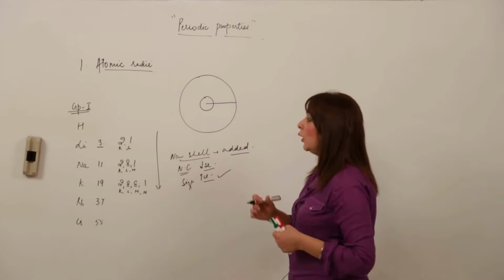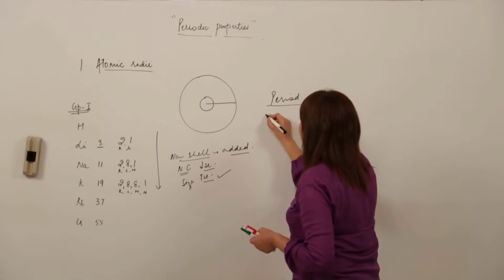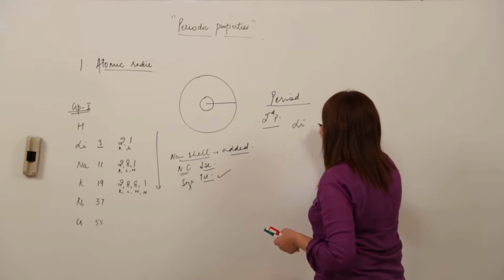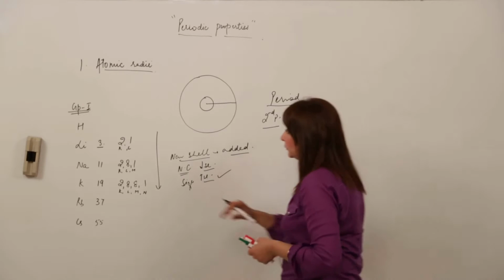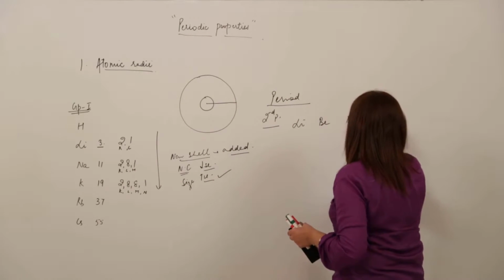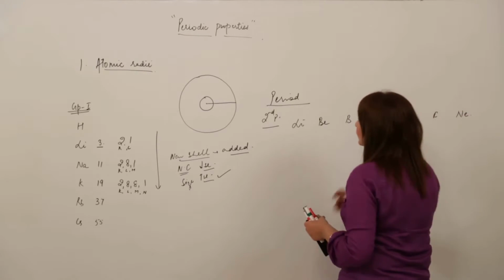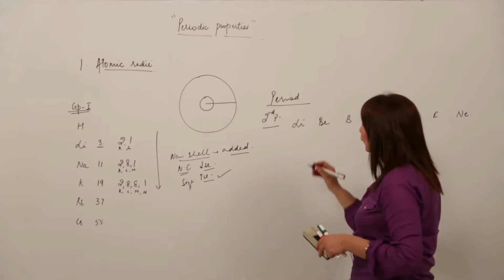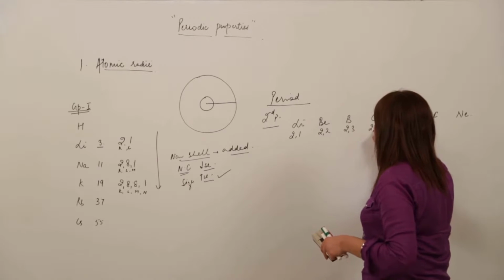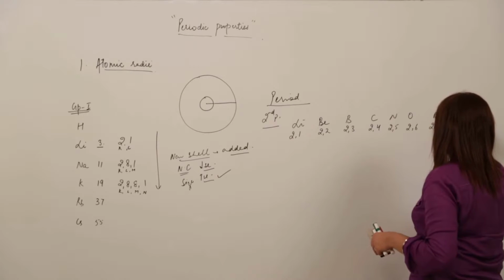But now we are considering a period. So let us take an example of the second period. The second period consists of lithium, beryllium, boron, carbon, nitrogen, oxygen, fluorine and neon. So I am writing the electronic configuration for them. It is 2,1, 2,2, 2,3, 2,4, 2,5, 2,6, 2,7 and 2,8.